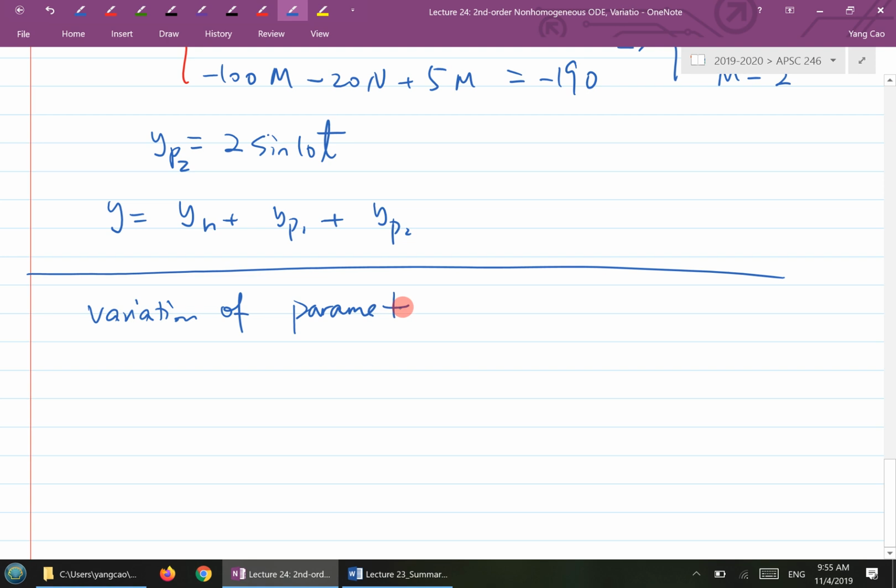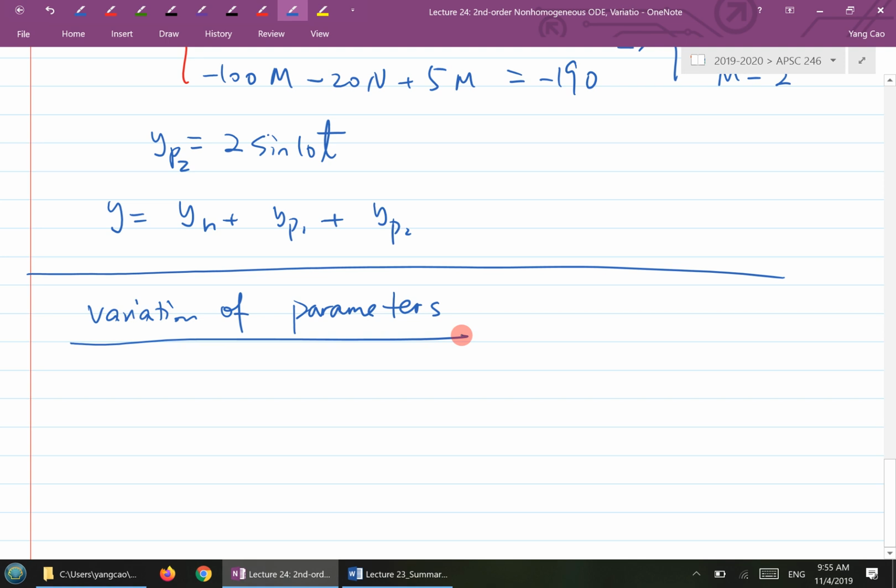parameters. Okay, variation of parameters approach. The variation of parameters approach is a very useful approach. Even now in this class, even if you learn solving a linear partial differential equation in heat transfer, this is also an approach to give you a solution.